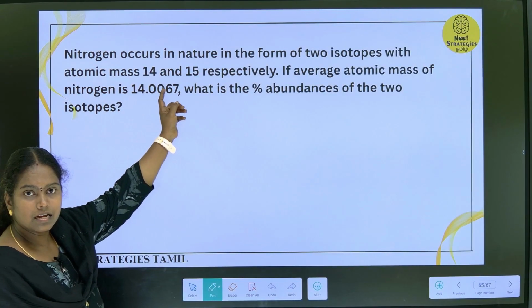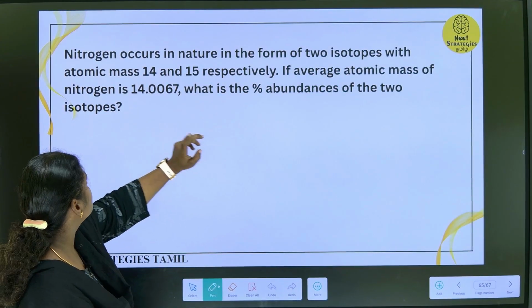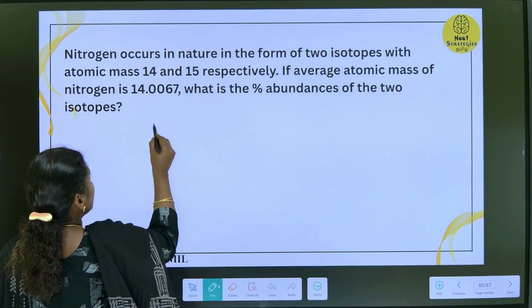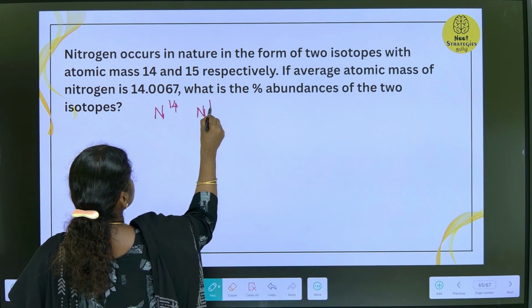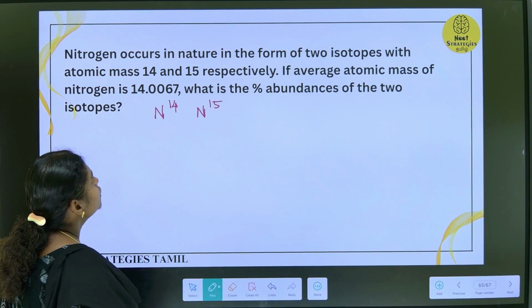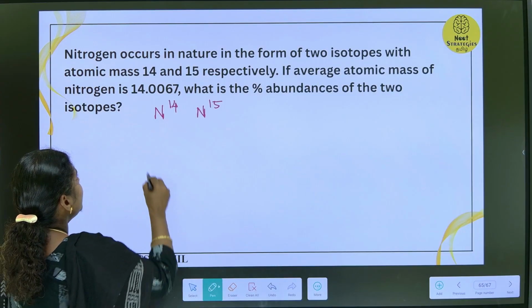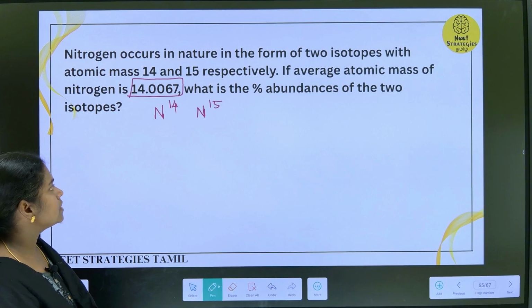Nitrogen occurs in nature in the form of two isotopes with atomic mass 14 and 15. One is nitrogen-14, another one is nitrogen-15. If the average atomic mass is 14.0067, what is the percentage of the two isotopes?